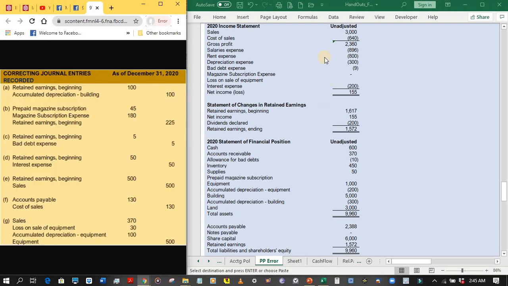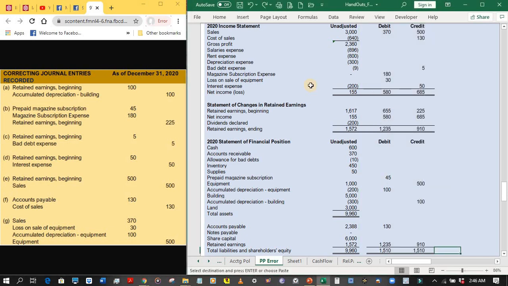So now, after we started the unadjusted balances, let us now post all the correcting journal entries that we have prepared. So we have 7 correcting journal entries that were made on December 31, 2020. So in order to facilitate the posting process, I will use a formula in order to quickly post the debits and credits. So these are the amounts posted to our working paper. So these are the net effect of our correcting journal entries.